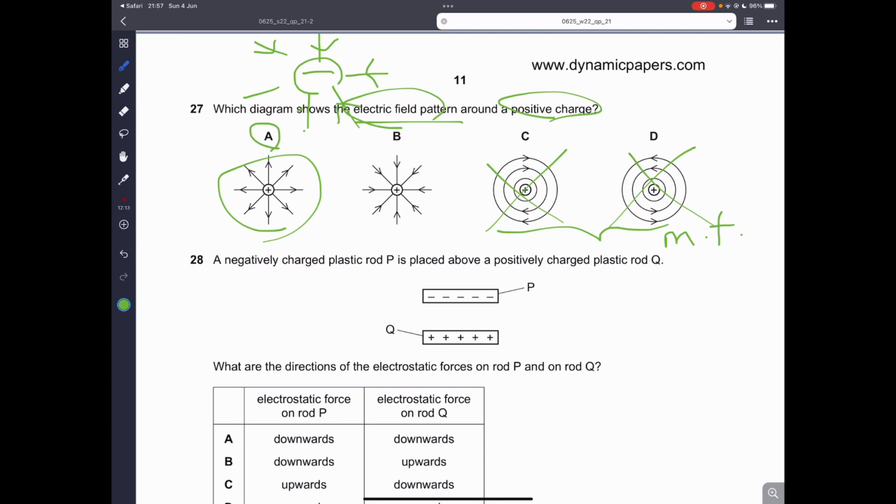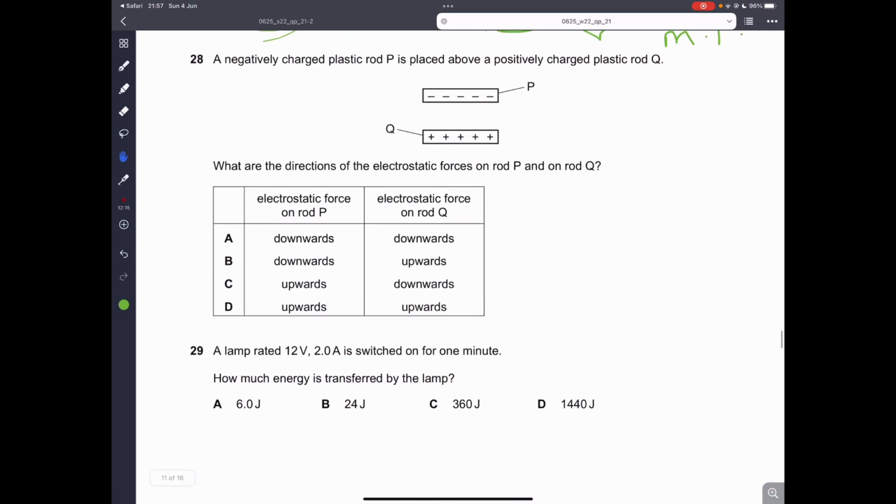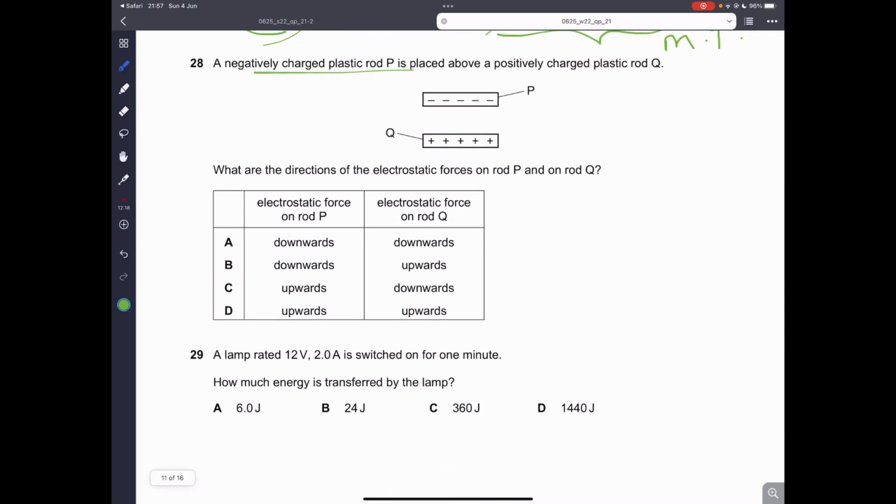Remember that. You have to learn these diagrams as well. Question 28. A negatively charged plastic rod P is placed above a positively charged plastic rod Q. What are the directions of the electrostatic force on P and Q? Remember that positive charge always goes positive to negative, so it's going to go upwards.